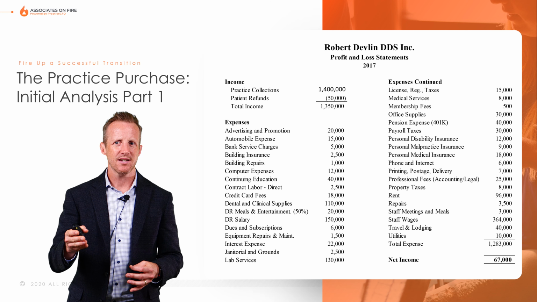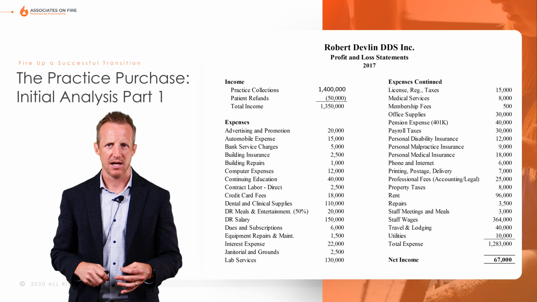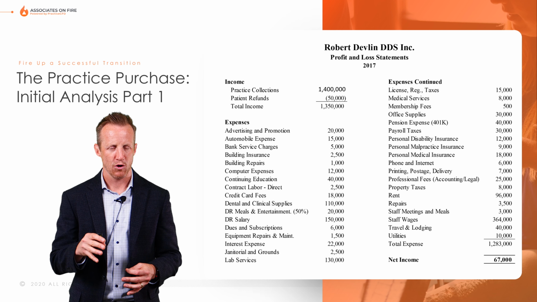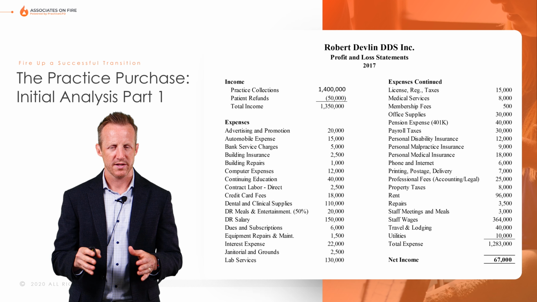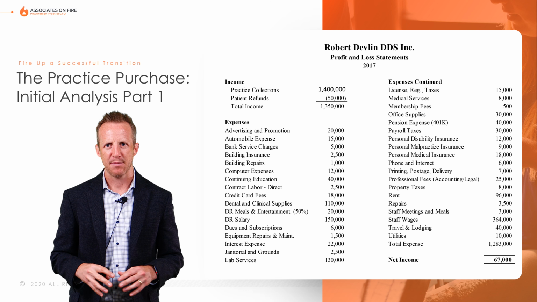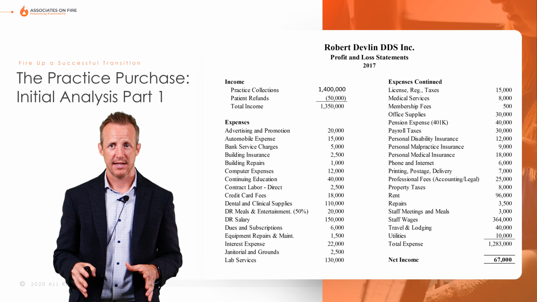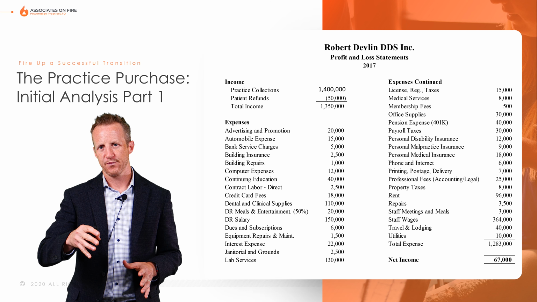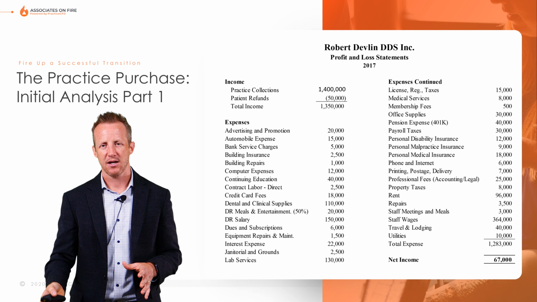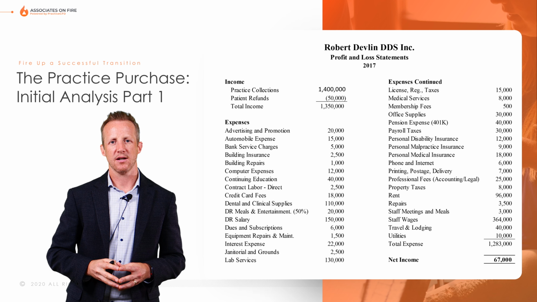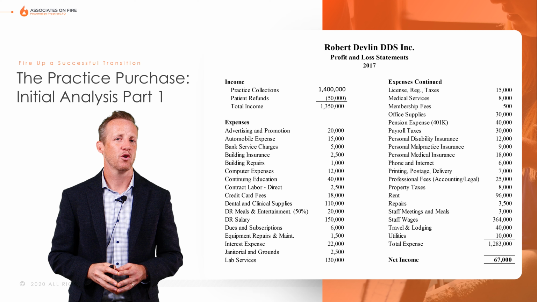Now we want to get also to price to earnings. And notice our net income is $67,000. Is that the true earnings of the practice? Question of the day. The answer is absolutely not. That is what QuickBooks spits out as the net income after all the expenses are put in there. But there's a lot of fluff that's going on here.